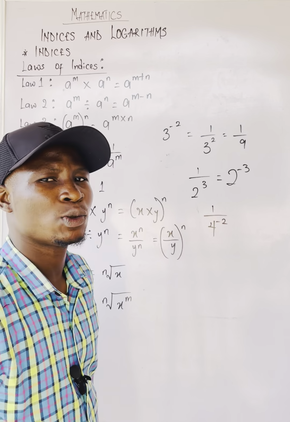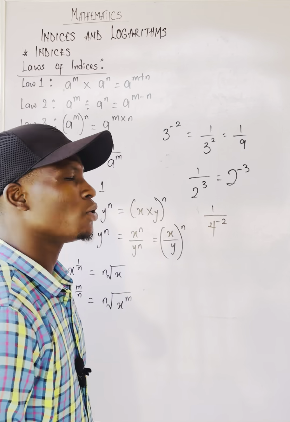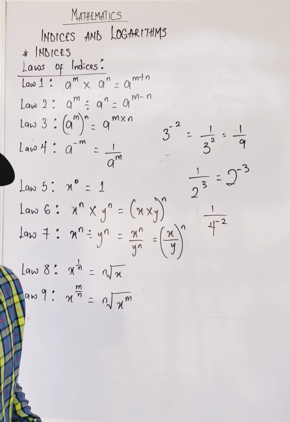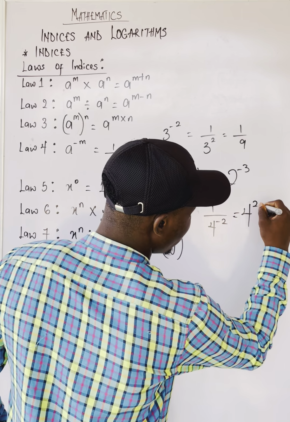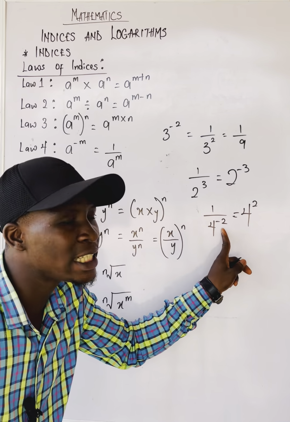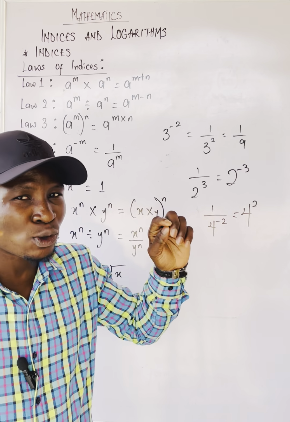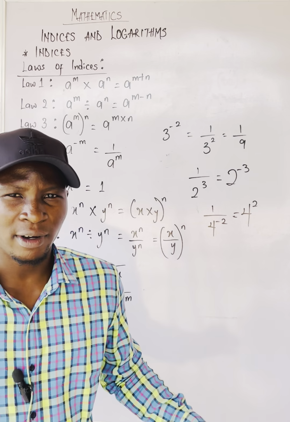Now, another way to write this would be what? Pause this video and answer it. Another way to write this question will now be what? That will be 4 to the power of 2. You see that it is negative 2 here. Don't confuse yourself. I'm not trying to confuse you. I'm just trying to make you understand. Once you understand it, you are good to go. You can never forget it again.